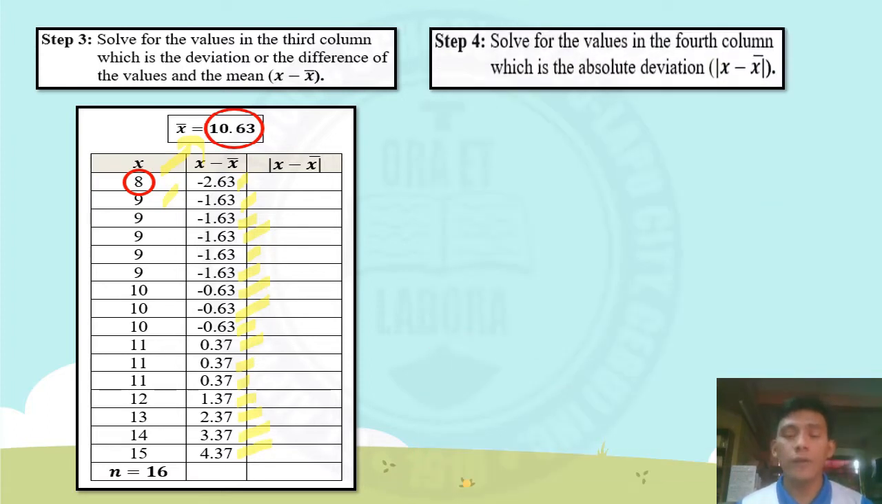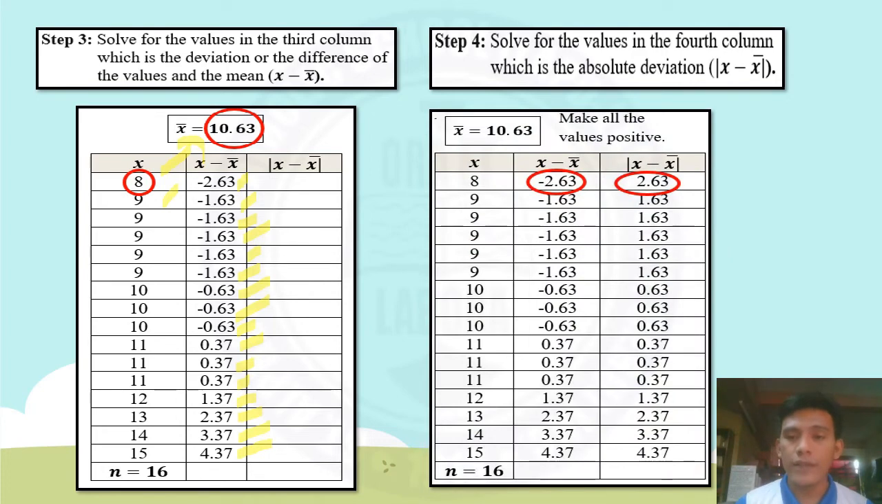Step 4. Solve for the values in the fourth column. That will be the absolute value of x minus the mean. Even if your answer is negative in the x minus mean column, the answer is always positive because of the absolute value. From negative 2.63 it turns to positive. All the negative values here will turn to positive. All the positive values here will remain positive.